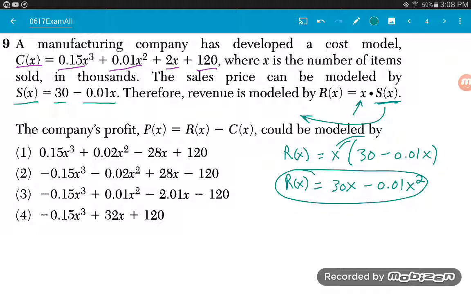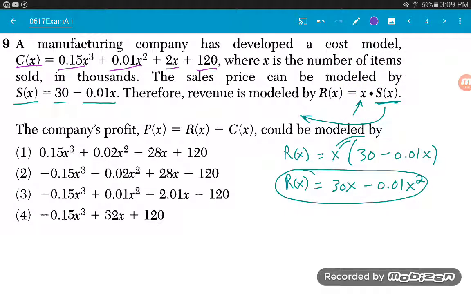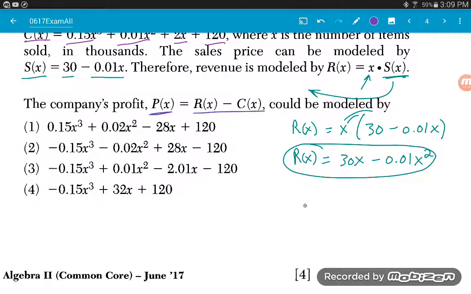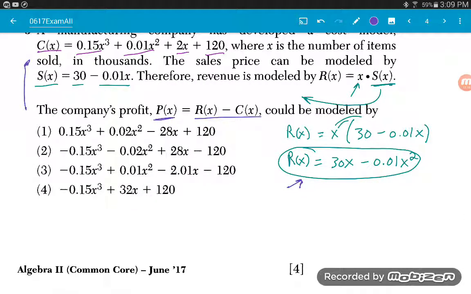The company's profit, I'm reading the next line, P of x, that's the profit function, is equal to R of x minus C of x. So in the end, it's just a huge, wordy, complicated looking subtraction of functions with like terms. That's all it is. They say P of x is equal to R of x minus C of x. Well, I know R of x, it's right here, and I know C of x, it's right up here. All I have to do is subtract them.